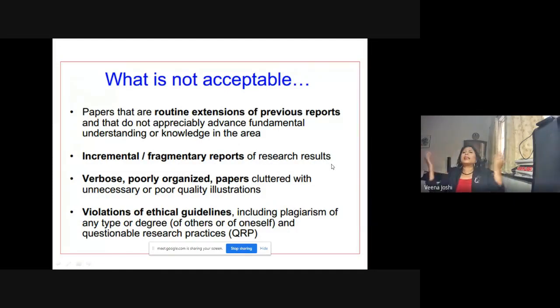What's not acceptable? A routine extension of the previous report. I already published one paper, and then on the same line another paper saying the same thing: not accepted. A fragmentary report which is not continuous. A very poorly organized paper. No. Violation of ethical guidelines. Plagiarism also comes in.